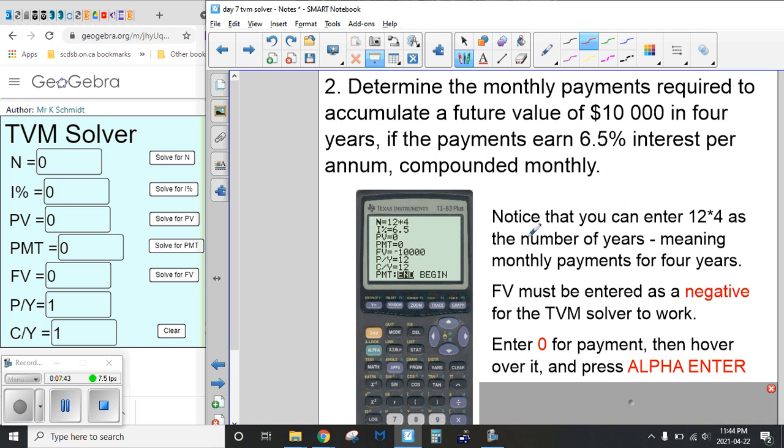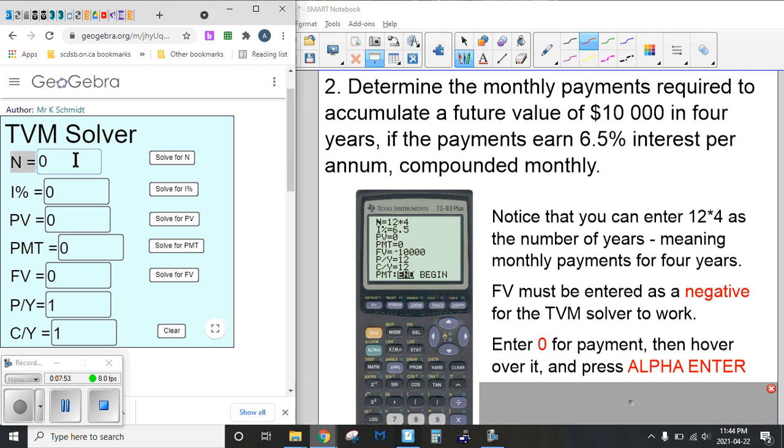So it says, notice you can enter 12 times 4 as the number of years. So we are looking at 4 years and monthly payments. So if we were doing this on paper, we would have written 12 times 4. We're allowed to do that here too. And the calculator is clever enough to turn that into the number 48 when you tab to the next spot. The interest rate was 6.5%.